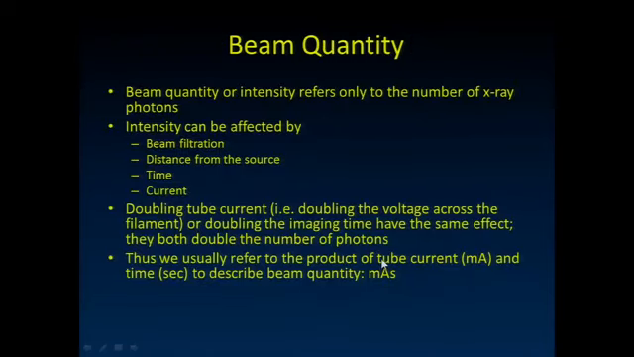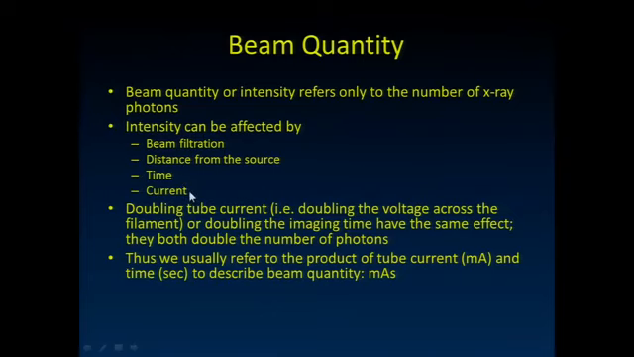All right. So beam quantity, I've already mentioned that once. It's the intensity. It refers to the number of X-rays in the beam, just the number of X-rays. Beam intensity can be affected by beam filtration. If we put a filter in front of the beam, we're going to decrease the intensity of the beam. If you put anything in front of the beam, the patient in front of the beam, the intensity of the X-ray beam on the other side of the patient is decreased. The further we get from the X-ray source, the less the quantity is going to be. We talked about the R-squared effects. Time, the less amount of time you're in front of the beam, the quantity is going to be decreased.